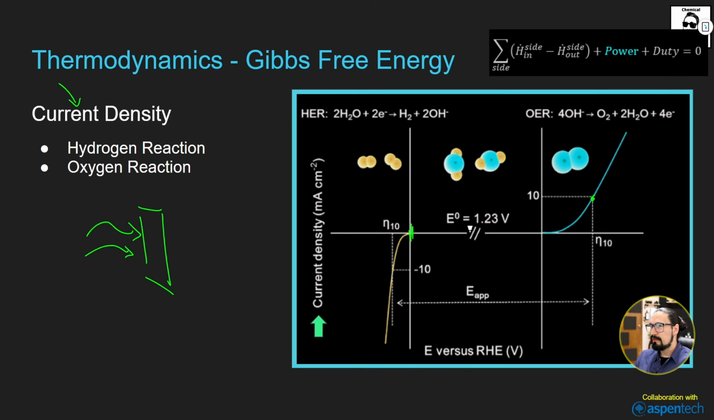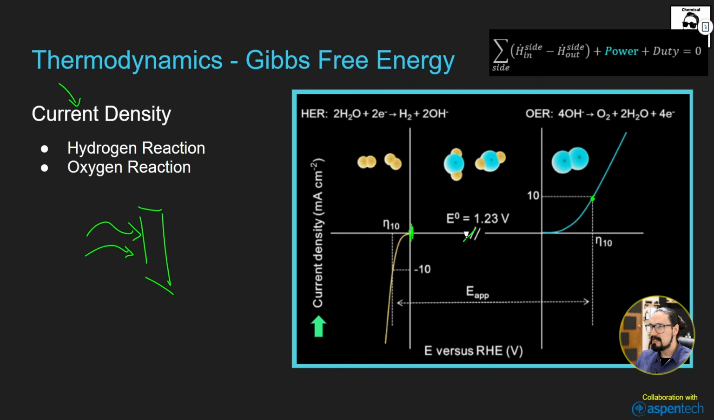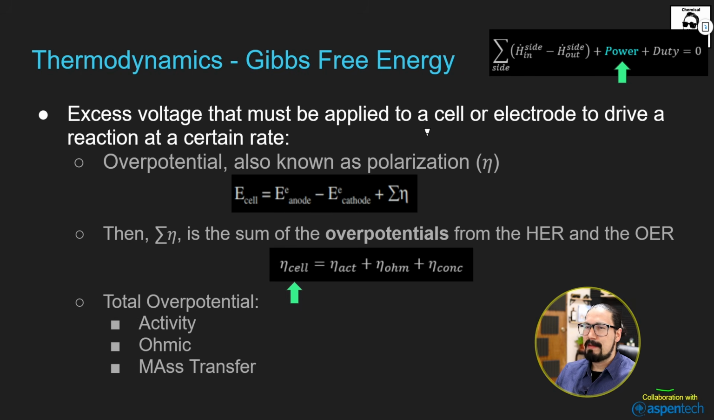So what we're going to encounter is that, remember, this number right here, 1.23, is the equilibrium potential, meaning that anything less than this will not favor the reaction. But if you go to higher values, you're going to be producing much more oxygen gas and hydrogen gas. Essentially, this is saying that the more current density we have, the more hydrogen gas and oxygen gas will be produced.